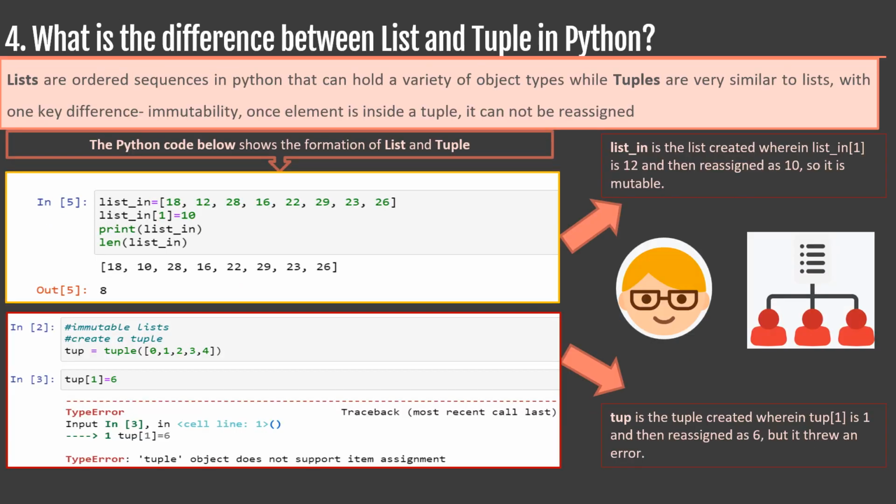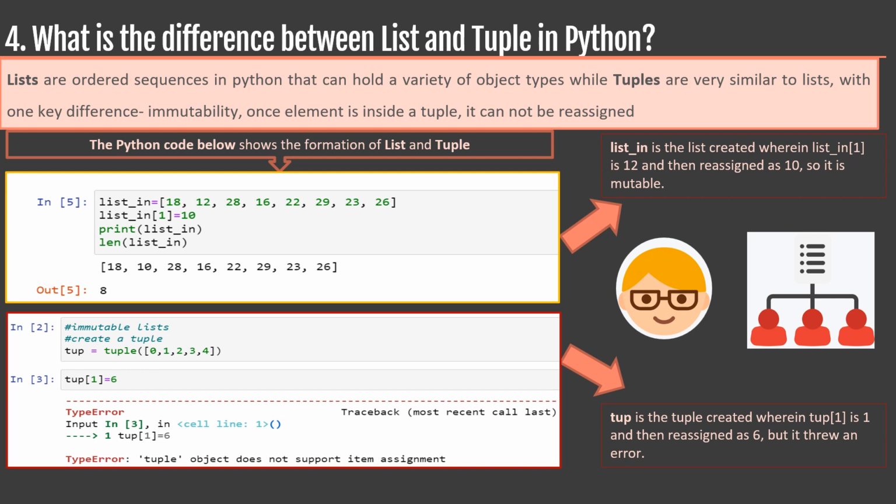Question number 4. What is the difference between list and tuple in Python? Lists are ordered sequences in Python that can hold a variety of object types, while tuples are very similar to lists, with one key difference: immutability. Once an element is inside a tuple, it cannot be reassigned.